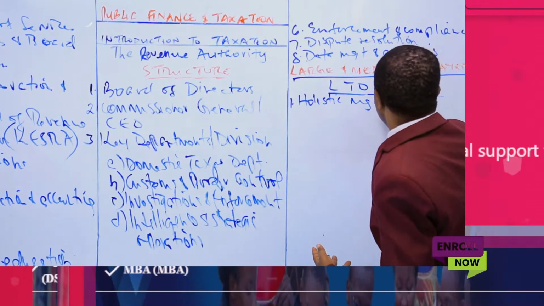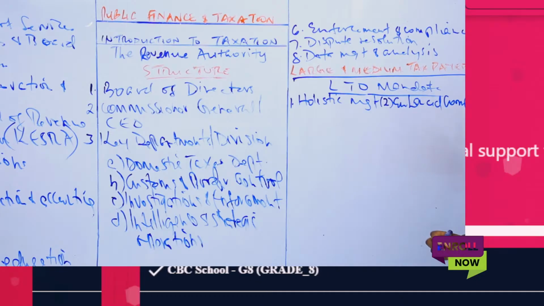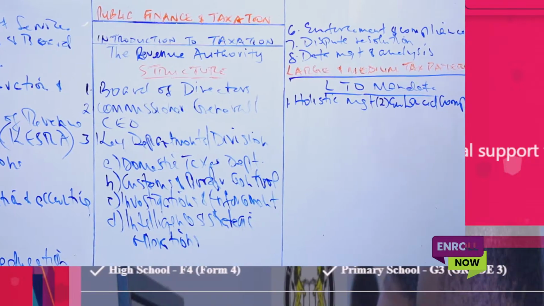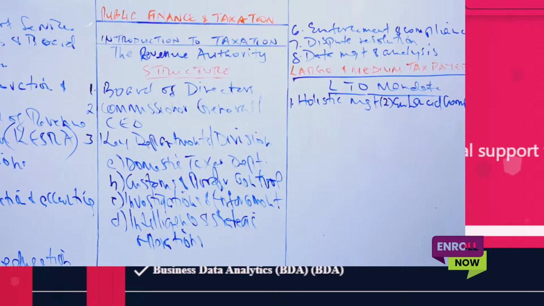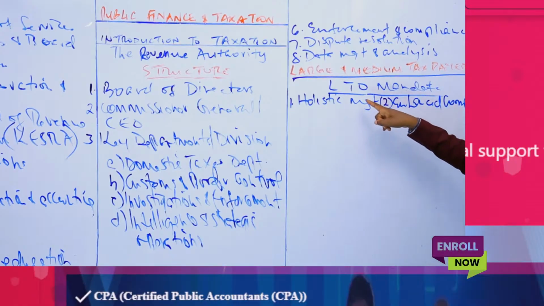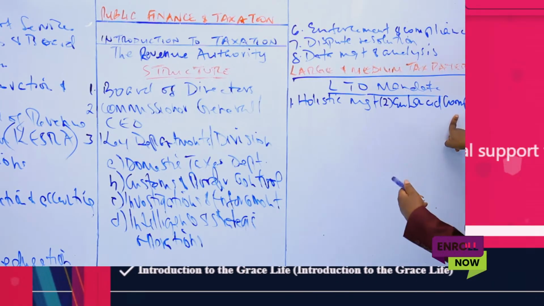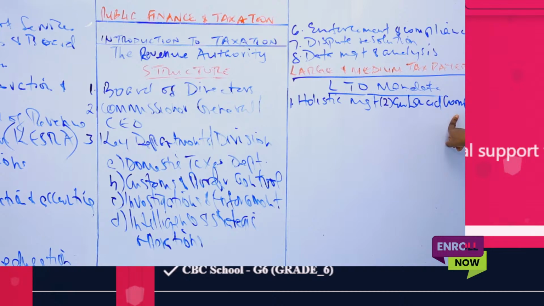2, enhanced compliance. That is to mean implementing tailored strategies to promote and enforce voluntary compliance among large taxpayers. And this often involves close relationship management and also deep understanding of their complex business operations. So the Large Taxpayers Office enhances compliance by trying to understand the complexities around the large scale businesses.